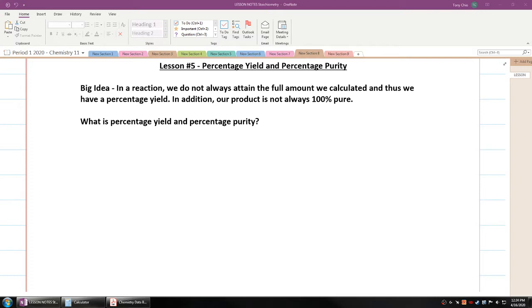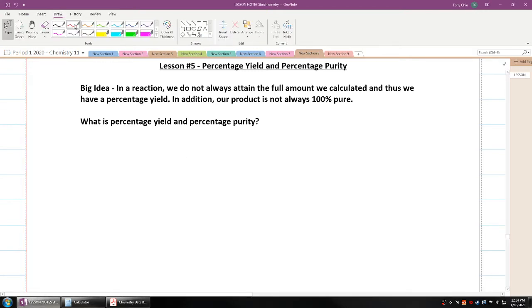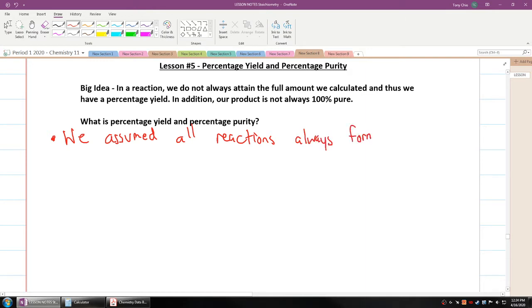Well, a couple things that we kind of made an assumption of when we first started doing our stoichiometry was we assumed all reactions always formed these two things: 100% product and 100% pure.